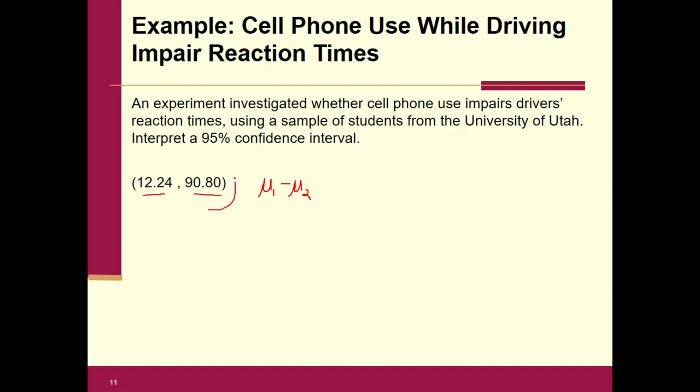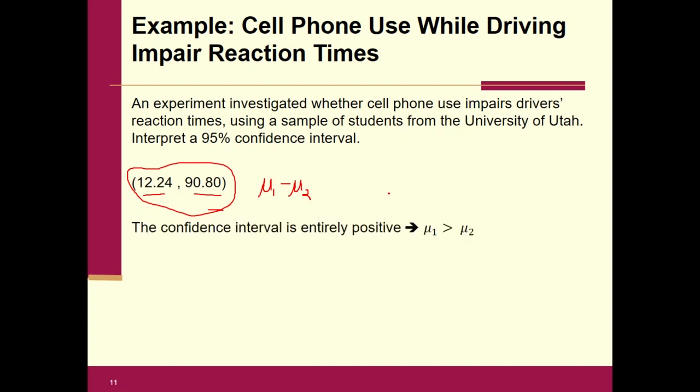So notice our entire confidence interval is what? Positive. It doesn't cross the value of 0. It doesn't have any negative values in it. Okay? So remember what I told you in the last video, that if your confidence interval is entirely positive, that what? Mu1 has to be greater than mu2. And that's exactly what we found with our hypothesis test.